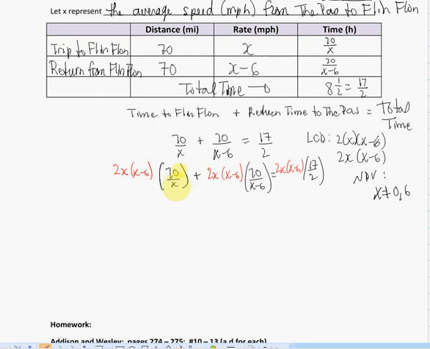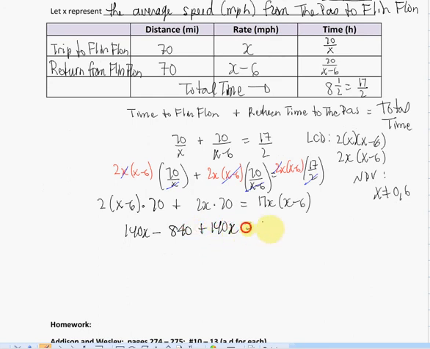Okay, so let's reduce what we can. We can reduce an x over here, we can reduce an x minus 6 in the middle, and on the right we can reduce a 2. Okay, so what are we left with? We are left with 2 times x times 70 plus 2x times 70, which is equal to 17x times x minus 6. And so we get 140x plus, oh, I forgot something, didn't I? We want to go 2 times x minus 6 times 70. Okay, so that gives us 140x minus 840 plus 140x is equal to 17x squared minus 102x.